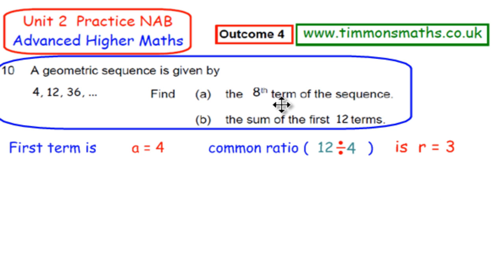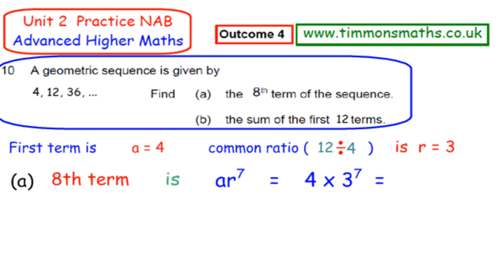We want to find the 8th term of the sequence. The nth term of a geometric sequence is ar to the n minus 1. So the 8th term will be ar to the 7. So that is 4 times 3 to the power 7, which is 8,748. So the 8th term of this sequence is 8,748.